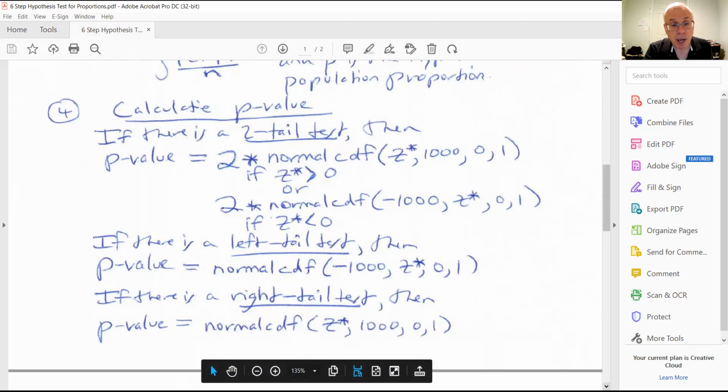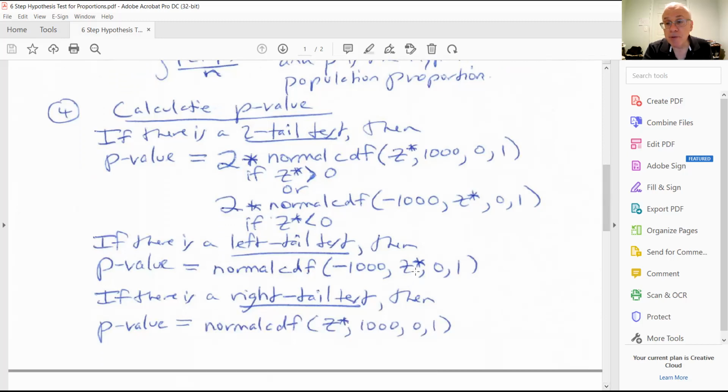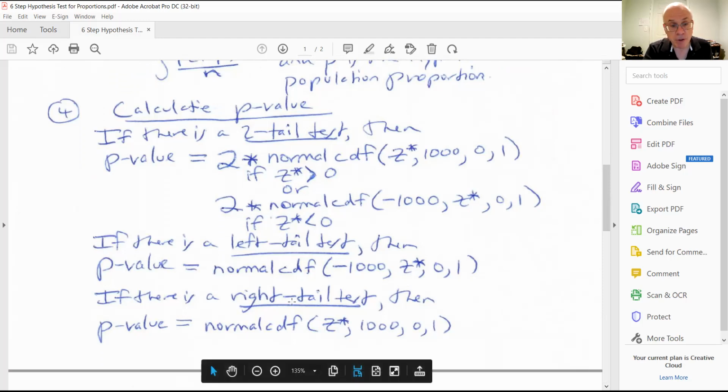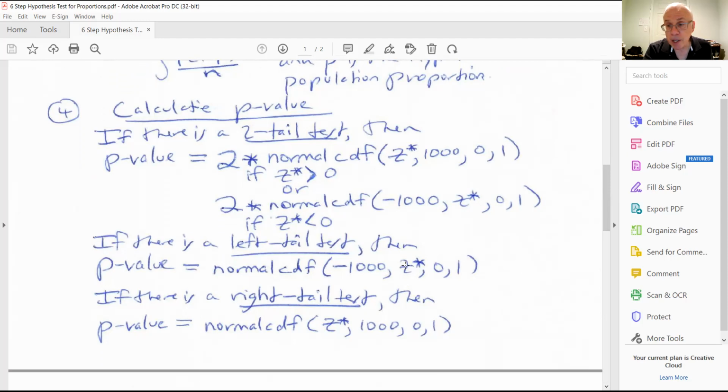Now, if we have a left tail test, then we don't do doubling. The left tail is actually the p-value. We talked about this before. We use normal CDF and put it into this form here where Z star is negative, because typically it will be negative, but it doesn't have to be.